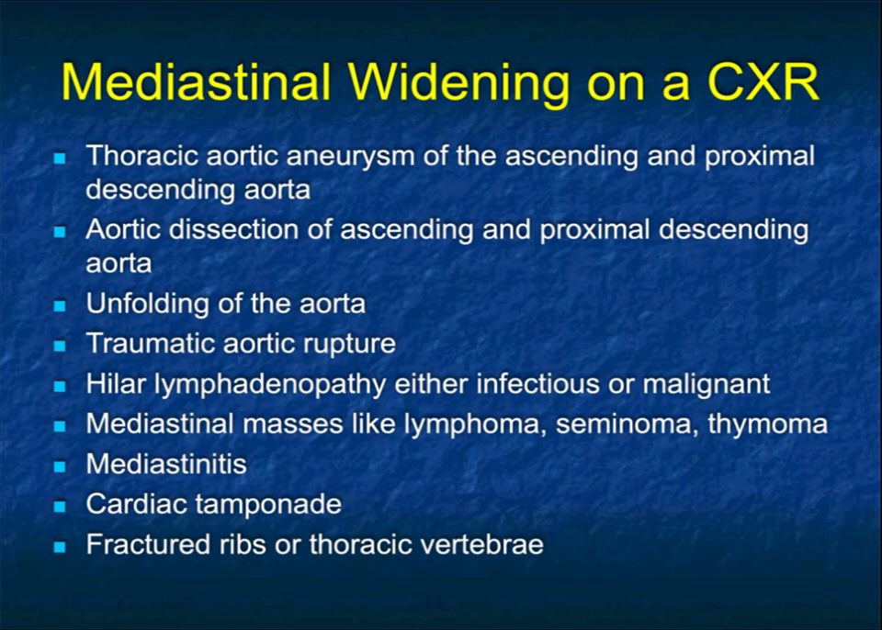The possibilities are too numerous to list, but you can think about processes that involve the aorta, from aneurysms to dissections to simply an ectatic aorta. We could talk about hilar adenopathy, be it inflammatory or malignant. We could talk about mediastinal masses, anterior, middle, or posterior mediastinum, and things ranging from lymphoma to seminoma to thymoma. We could talk about mediastinitis. We could talk about cardiac tamponade or tumors that involve the heart, presenting as mediastinal widening, and of course bony abnormalities, anywhere from fractured ribs or a sternal injury in a patient post-trauma to things that involve the vertebral bodies, think tumor like myeloma or think osteomyelitis.